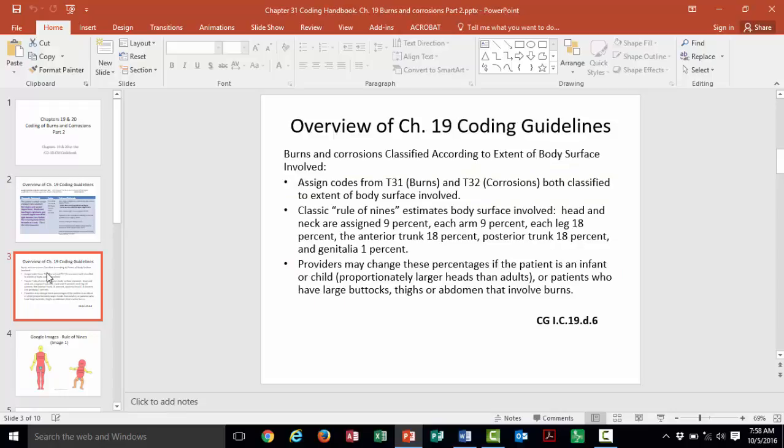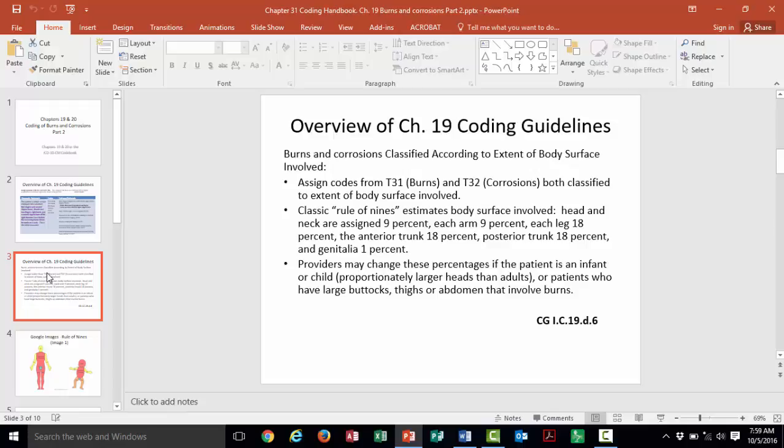The next guideline has to do with the extent of body surface. So I'm going to go through this. I'm going to show you some pictures and see if we can't get our heads wrapped around the rule of 9s. T31 are your burns and T32 are your corrosions, but both of them use the extent of body surface involved.